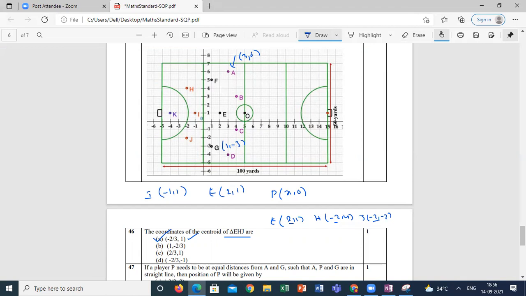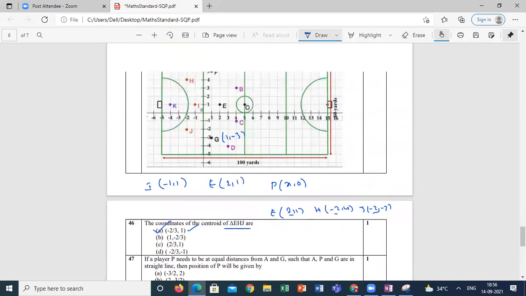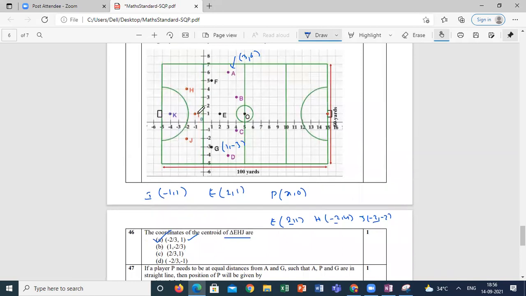He is asking what point P needs to be equidistant from I and E. So join I and E, exactly the midpoint. You draw a perpendicular graphically. Minus 1 to 2, that is minus 1.5. At this point, you have to draw it. Where it is meeting the x-axis, that is the coordinate. Graphically also you can do it.